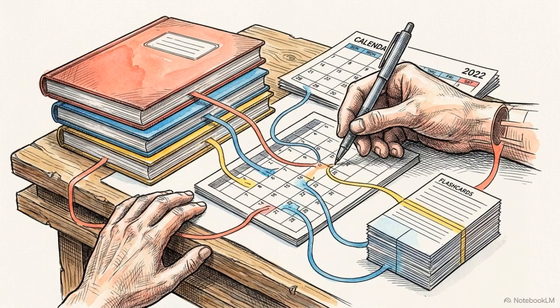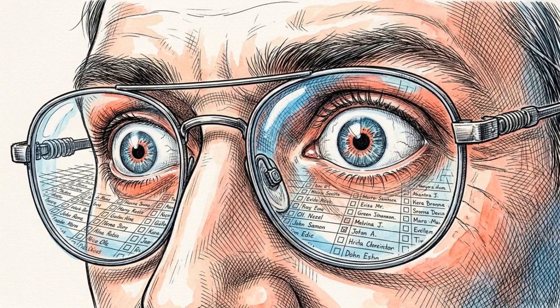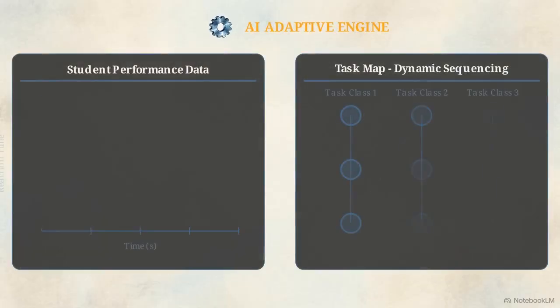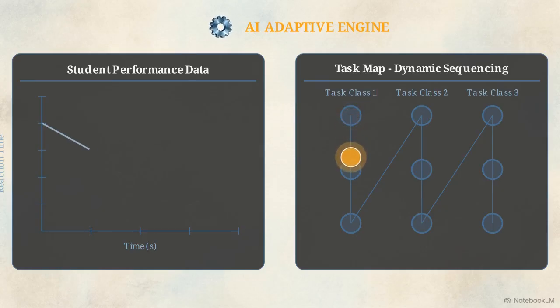Historically, implementing this model required immense human labor. Calculating exactly when to fade a procedural prompt or move a student to a new task class meant instructors had to manually track hundreds of individual data points. This dashboard shows how AI adaptive learning systems eliminate that bottleneck through dynamic sequencing.